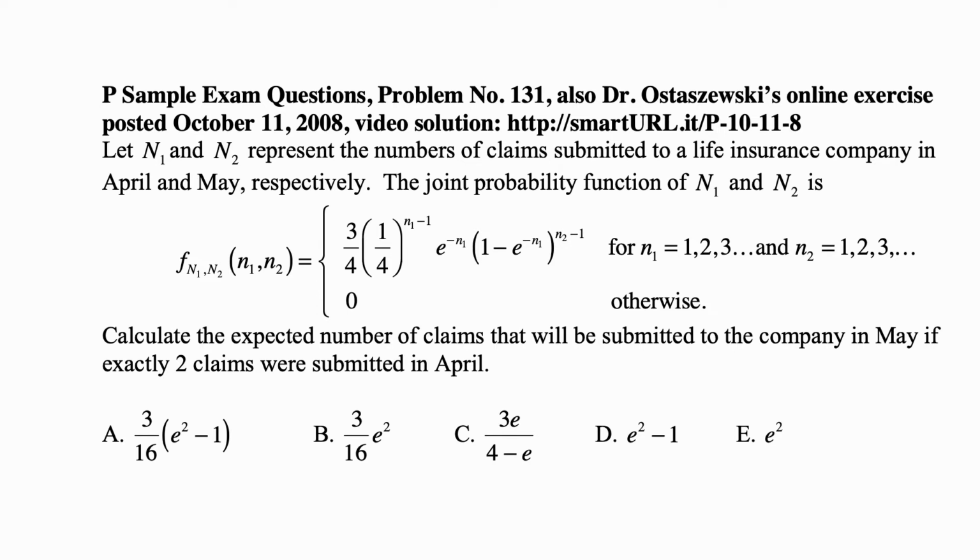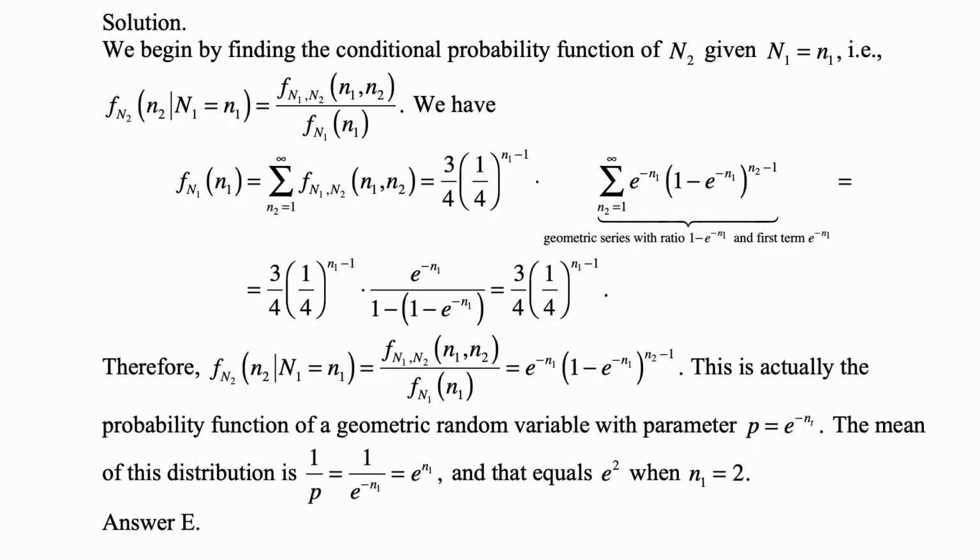Here's a problem for today. For exam P on probability, let N1 and N2 represent the numbers of claims submitted to a life insurance company in April and May, respectively. The joint probability function of N1 and N2 is 3/4 times 1/4 to the power N1 minus 1 times e to the minus N1 times 1 minus e to the minus N1 to the power N2 minus 1, for N1 equal to 1, 2, 3, and so on, and N2 equal to 1, 2, 3, and so on, and 0 otherwise. Calculate the expected number of claims that will be submitted to the company in May if exactly 2 claims were submitted in April. And here's a solution.